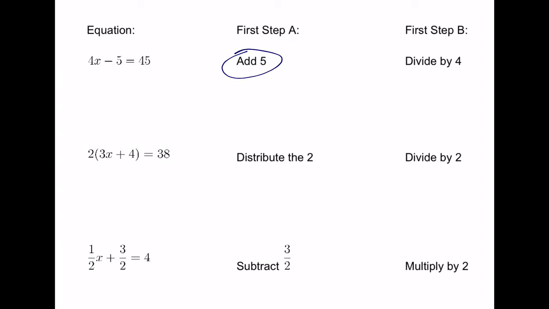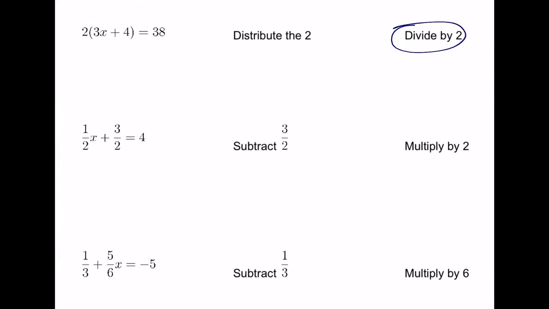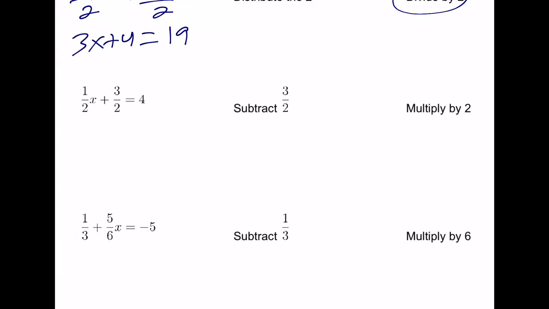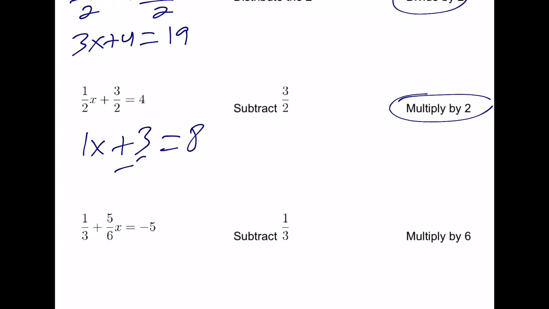For the next problem, the first thing we do is divide by 2. For example, then we have 3x plus 4 is equal to 19. And we would solve from there, subtract 4, divide by 3. To cancel out the fractions, the first thing we'll do is multiply by 2, and then we end up with 1x plus 3 is equal to 8. From there, minus 3 to both sides, x equals 5.